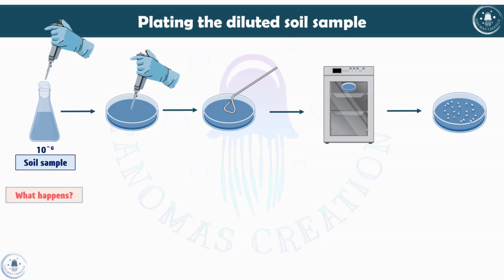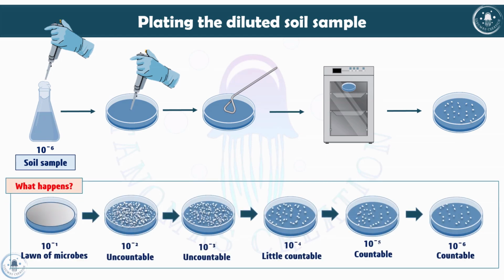Okay, so what happens is that if you take 10 to the power minus 1 dilution and you plate it, you will find a lawn of microbes that is not countable at all. Okay, and if you take the 10 to the power minus 2, still it is uncountable. As you can see, there are so many microorganisms. In 10 to the power minus 3 also it is uncountable.